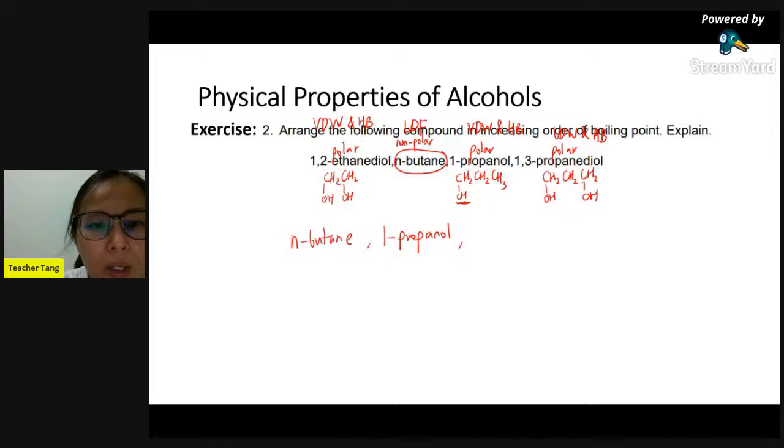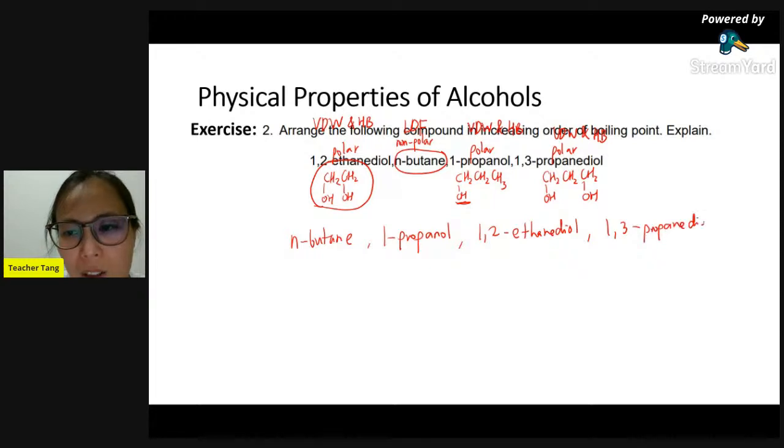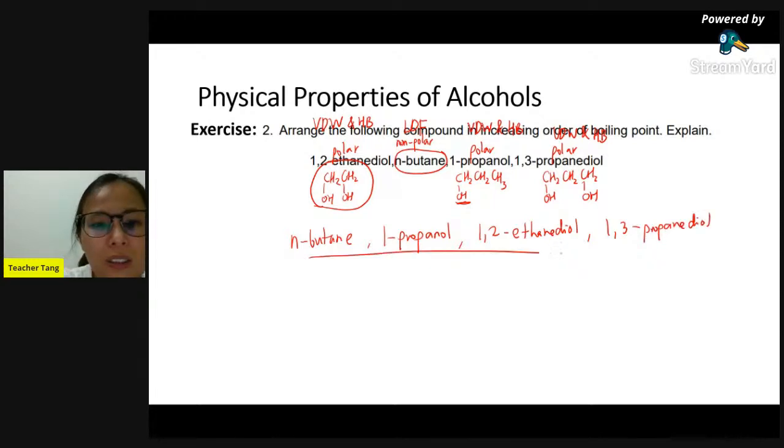And then between 1,2-ethanediol and 1,3-propanediol, which one will have the lower boiling point? So it will be 1,2-ethanediol. Why? Because of the molar mass factor. 1,2-ethanediol only has 2 carbon, while 1,3-propanediol has 3 carbon. So it means 1,3-propanediol has higher molar mass, so higher boiling point.